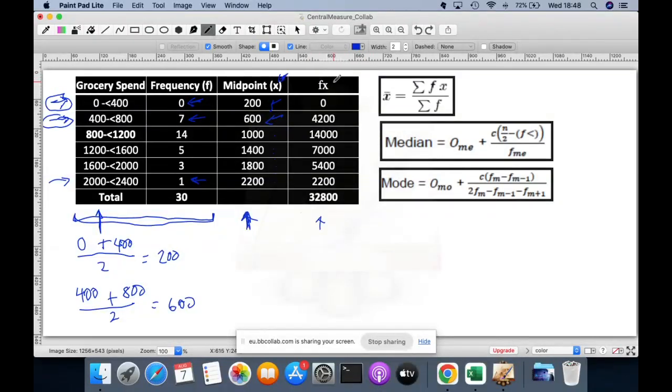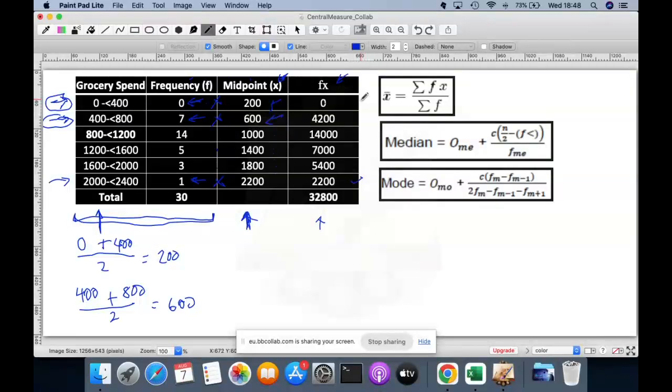X. Now, Fx means you take your frequency, your F column. This is your frequency column, and you just multiply it by this X column. So it's F times X. That's what this column means, F times X. So you multiply these two values. 0 times 200 gives you 0. 7 times 600 gives you 4,200, etc., all the way to the last row, which is 1 times 2,200, which gives you this value here.